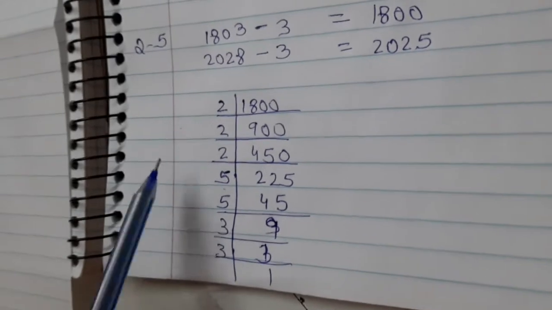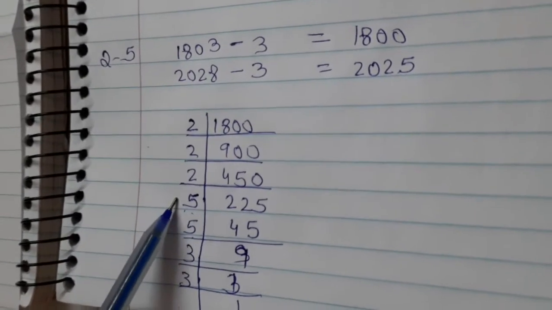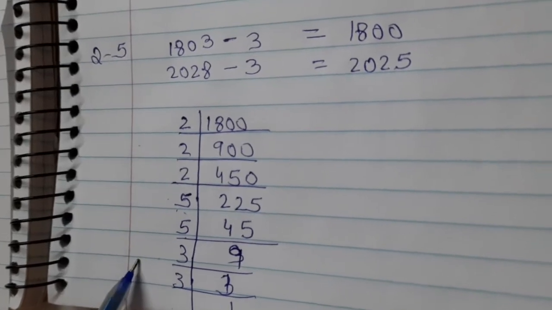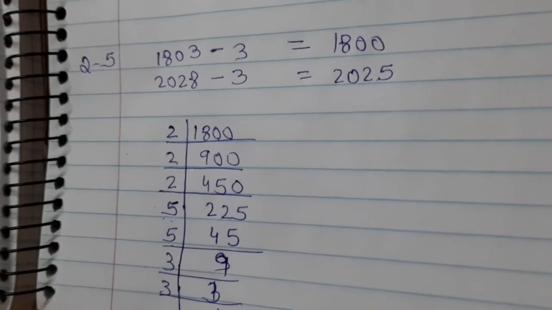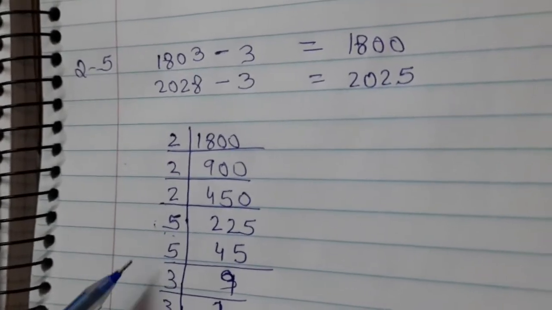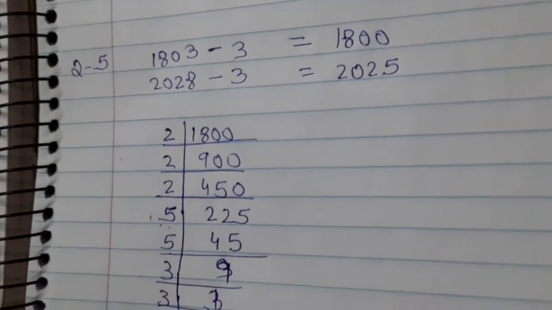See here you must be thinking why I took 5 first and then 3. 5 is also a prime number and 3 is also a prime number. We want prime factors. So you can use the prime numbers before or after. It's your choice. You can go in sequence also. The answer will be the same only.